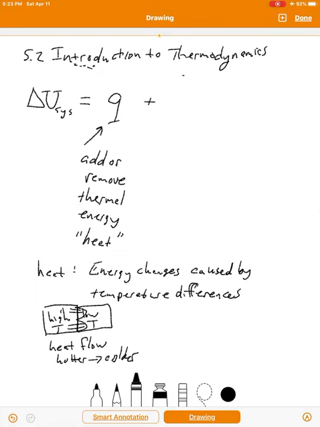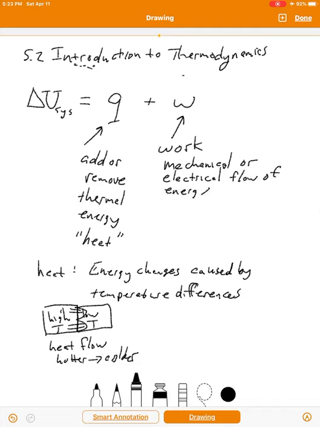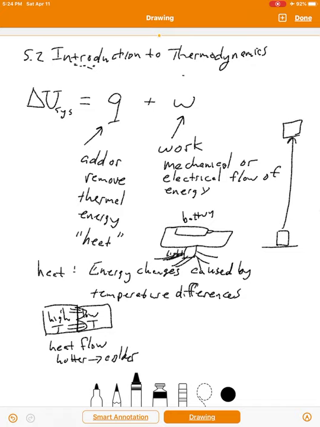Another way is through what's called work. And work is a mechanical or electrical flow of energy or transfer of energy. Okay? So in other words, a battery can run a light. If you have a battery and you hook that up to a light, that's electrical work being done. Or we could take an object and lift it up against gravity. This object has mass. If we move it up this way, this is called mechanical work. So those are two examples of work.